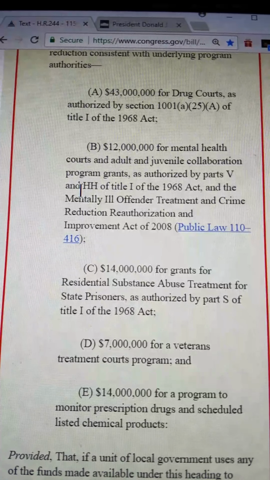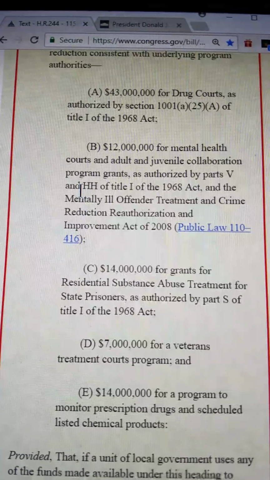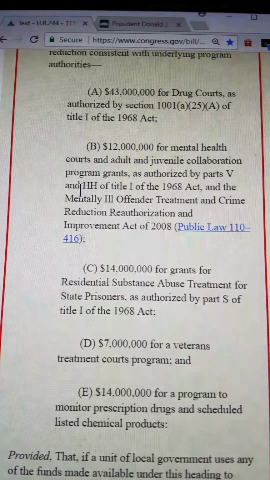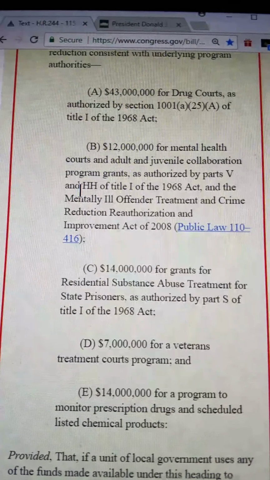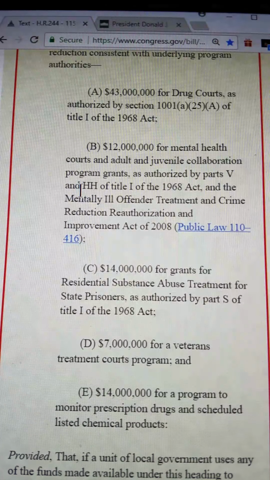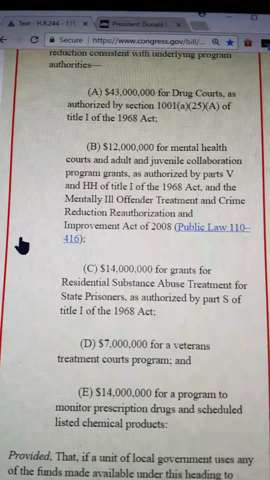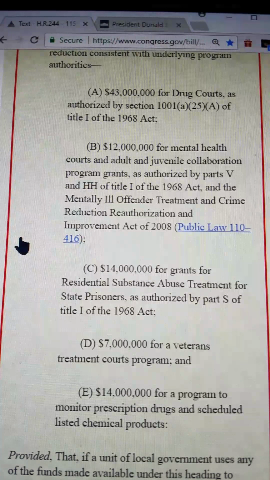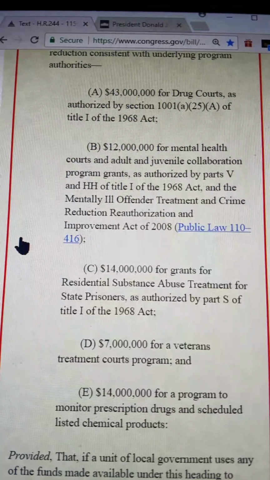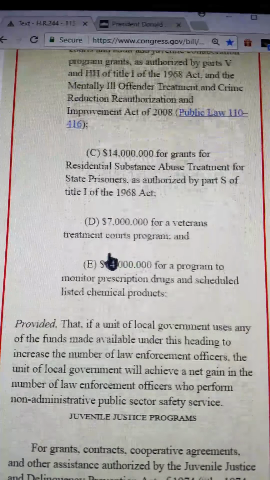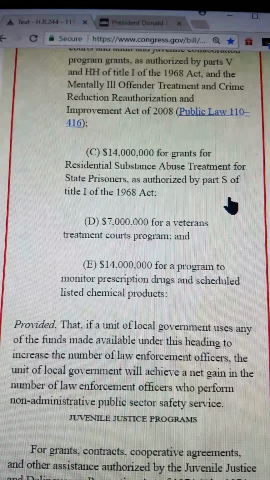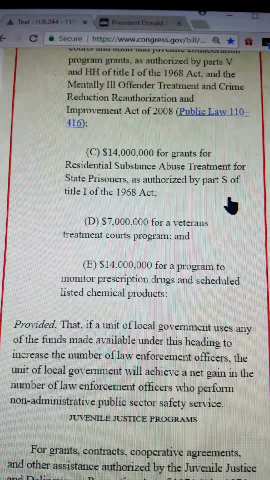The $12 million, well, in number B, $12 million for mental health courts and adult and juvenile collaboration program grants, as authorized by Part HH of Title I of the 1968 Act and the Mentally Ill Offender Treatment and Crime Reduction Reauthorization and Improvement Act of 2008. $14 million for grants for residential substance abuse treatment for state prisoners, as authorized by Part S of Title I of the 1968 Act.